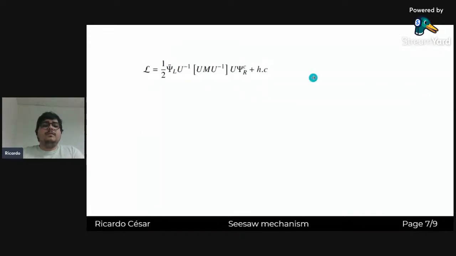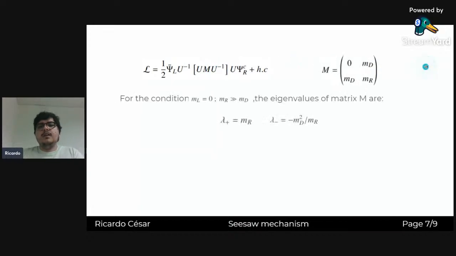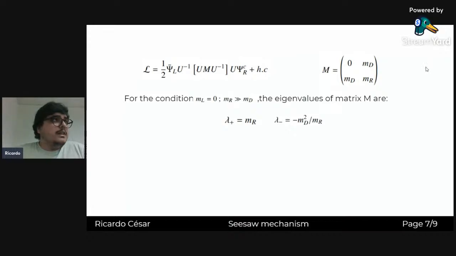So applying this transformation here in this form, you can find that this matrix, applying those transformations, you can force it to be diagonalized if you use the eigenvectors of this matrix to form this U matrix. I'm going to show you after. So the condition that we are going to use for the Seesaw mechanism is this one.